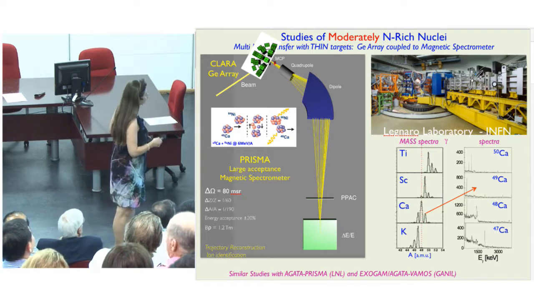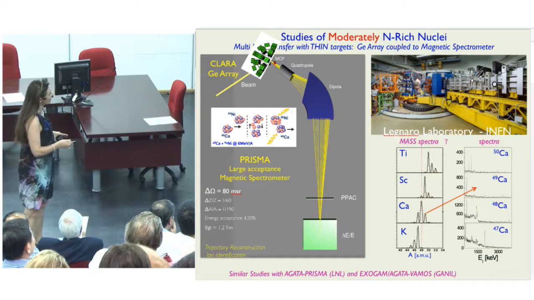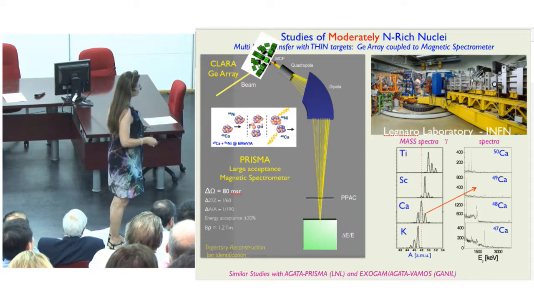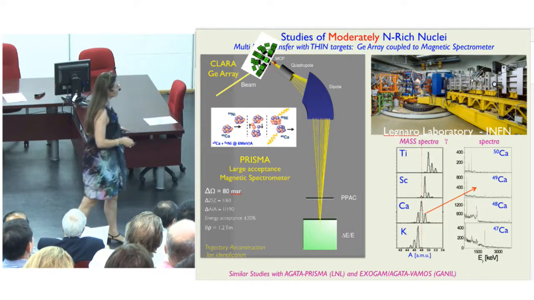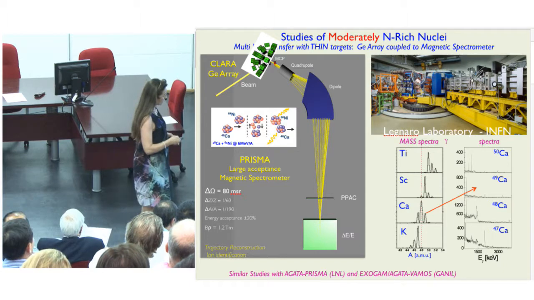And this type of configuration, a magnetic spectrometer coupled to a gamma spectrometer, was used later with the AGATA array in Legnaro with PRISMA, and is now used with EXOGAM, and later AGATA, at VAMOS in GANIL.